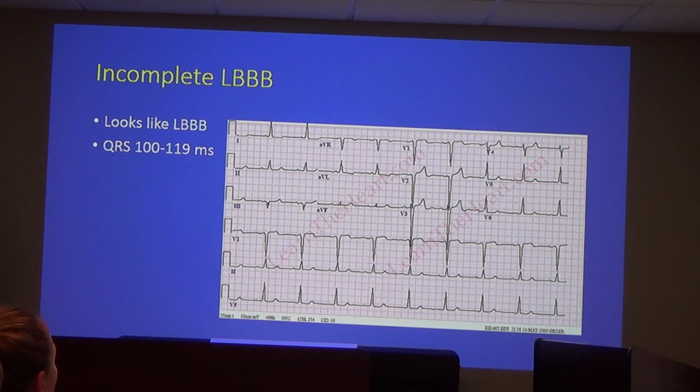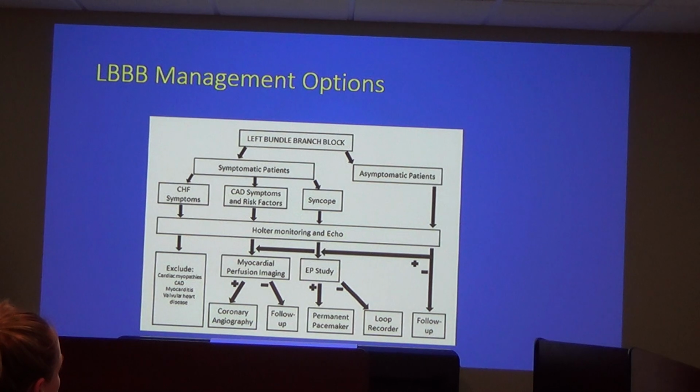And then this has no specific recognized mortality risk. It is what it is, and it may progress or it may not. When we look at a left bundle, we tend to think, well, what do we do now? Well, if they're asymptomatic, you get an echo. Generally, we don't always do Holter monitoring, but if they're truly asymptomatic, you just get an echo and make sure that they don't have a cardiomyopathy that you need to find.